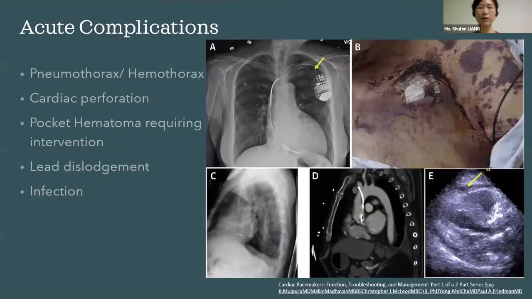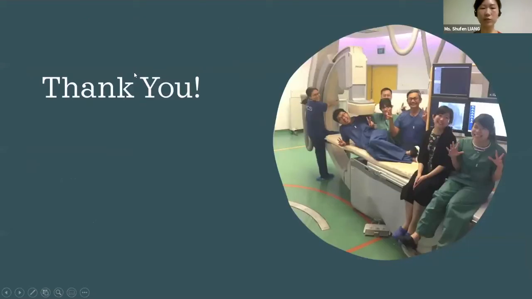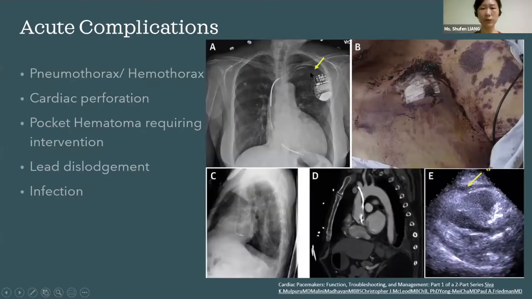Here we have some of the acute complications that we might see during implantation and post-implant. You can have pneumothorax, where during the puncture there's some puncture into the lung, so you might get air into the lung or blood in the lung, and then cardiac perforation from the atrial lead or the ventricular leads.